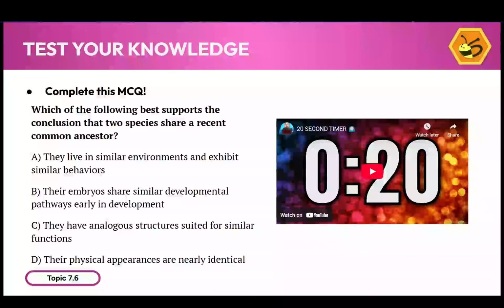Alright, yeah, everyone's got it, and I see people are leveling up too. So the reason it's B is because shared development pathways especially are considered strong evidence of common ancestry, while appearance and behavior can be misleading due to convergent evolution. The reason C and D are wrong is because just looking at stuff can't really tell you the relatedness, because it's not really quantitative, and they can just have evolved those structures in different areas, not as a result of common ancestry. All right, any questions about that? But yeah, the answer is B.